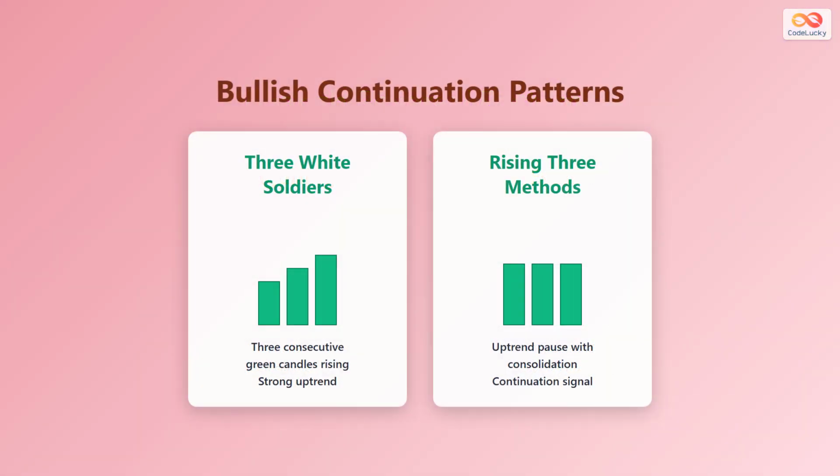Not all patterns signal reversals. Some indicate that the current trend will continue. The three white soldiers pattern shows three consecutive green candles, each closing higher than the previous one, demonstrating strong upward momentum. The rising three methods pattern occurs when an uptrend pauses with a period of consolidation, represented by small candles, before resuming its upward movement. These continuation patterns help traders stay in profitable positions rather than exiting prematurely.